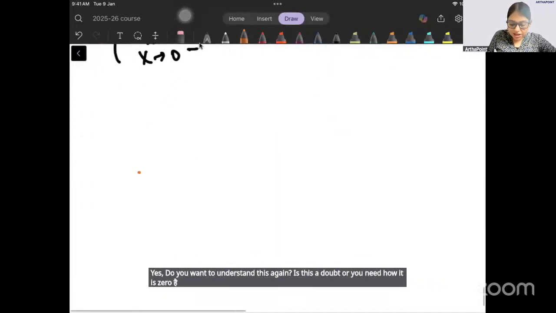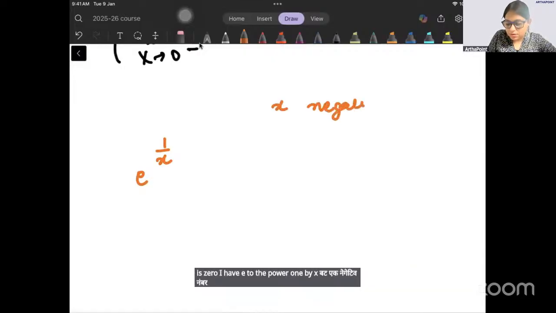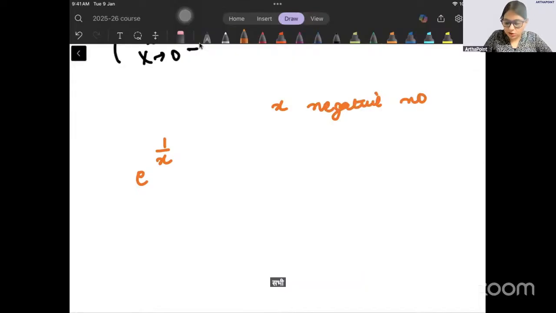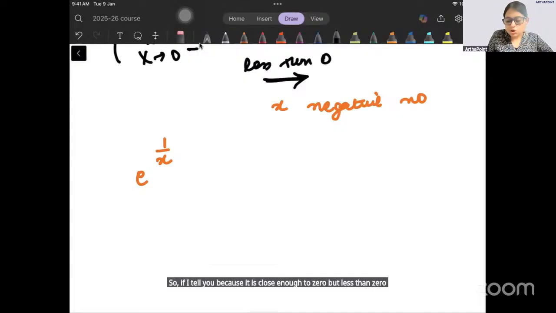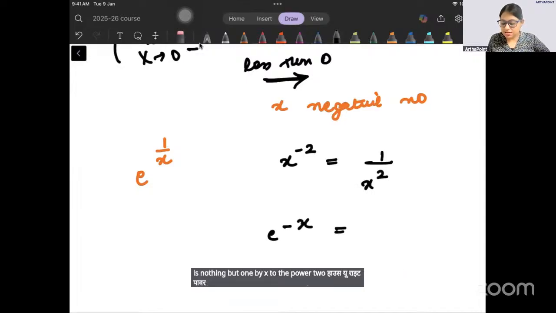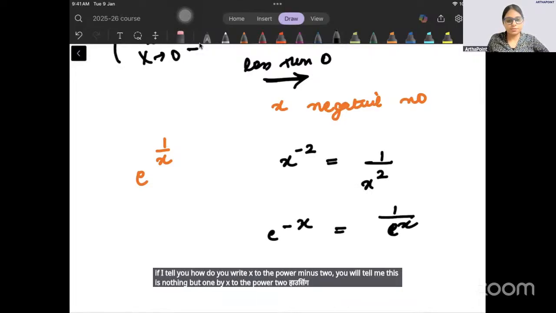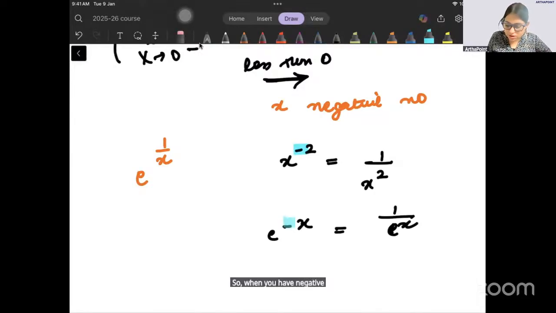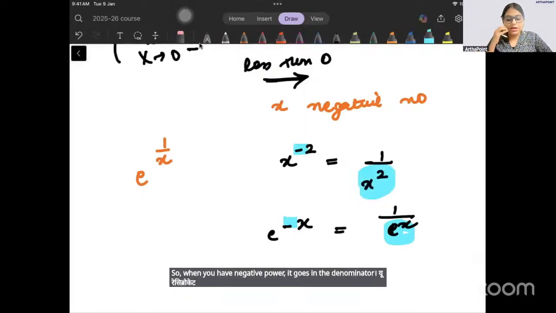See, I have e to the power 1 by x, but x is a negative number. It's close enough to 0 but less than 0. So if I tell you, how do you write x to the power minus 2? You will tell me, ma'am, this is nothing but 1 by x to the power 2. How do you write e to the power minus x? Ma'am, it is nothing but 1 by e to the power x. So when you have a negative power, it goes in the denominator. You reciprocate it. That is exactly what is happening here.